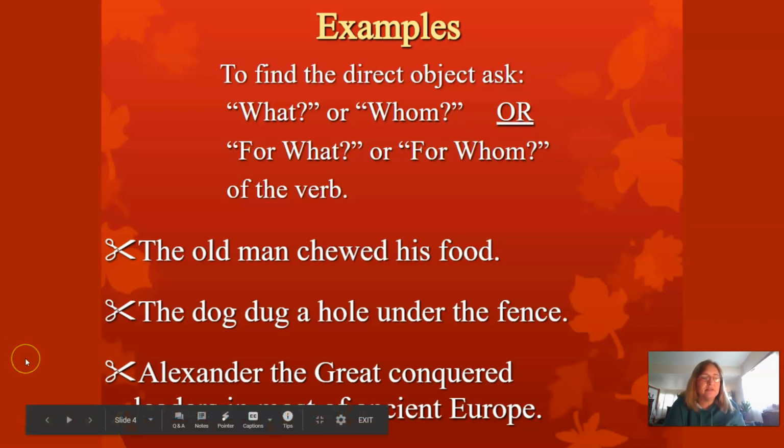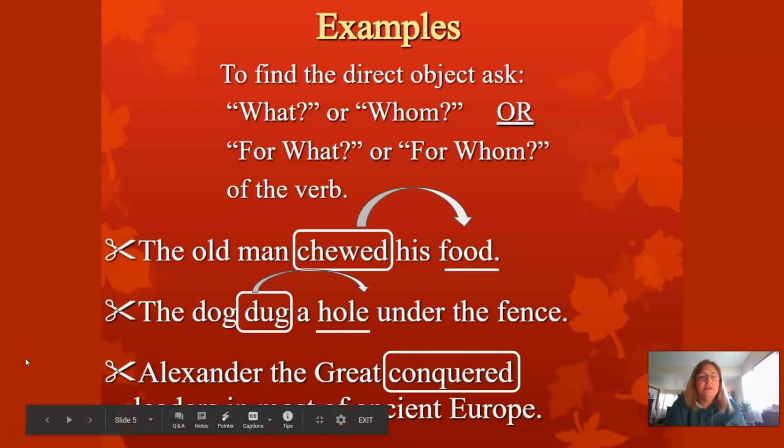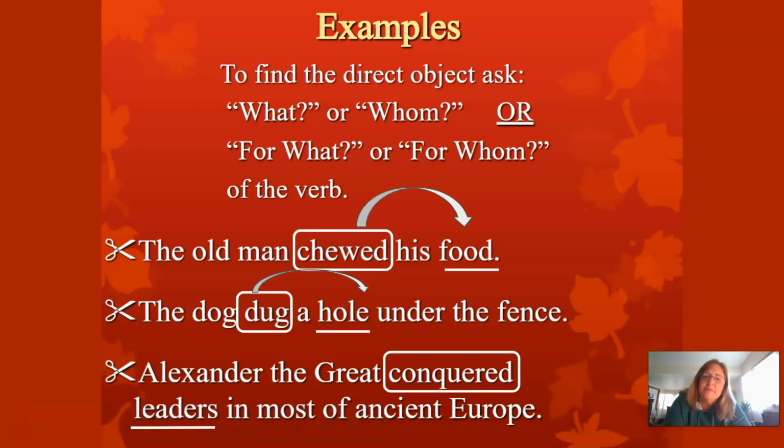Let's take a look at our answers and see if you were correct. So, chewed is our verb in the first sentence, and you ask, what did he chew? And he chewed food. So our direct object for sentence 1 is food. Dug is our verb in the second sentence, and you ask, what did the dog dig? He dug a hole. So that is our direct object in sentence 2. Conquered is our verb in the last sentence, and what did he conquer? He conquered leaders. Now, you might say, he conquered Europe. Well, we're going to talk about why it's not Europe and why it's the leaders instead.